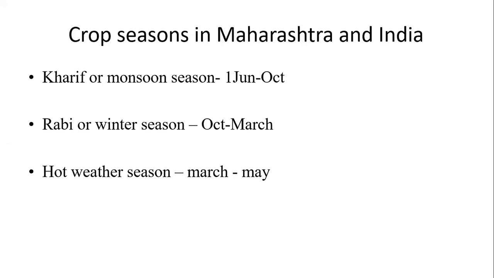The Rabi season is also called the winter season. It starts from October and ends in March: October, November, December, January, February, March, a duration of near about 6 months, or somewhat less, up to February also. Generally October to March is the Rabi season, and from March onwards we experience the start of the hot weather season. So October to March is the winter season, also called the Rabi season in Maharashtra, and the Kharif season is from June to October.